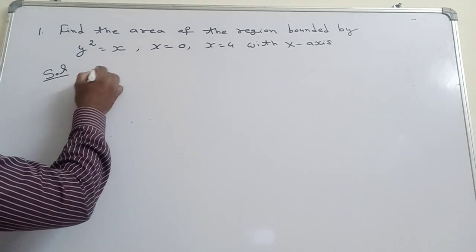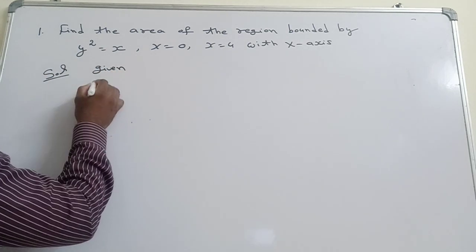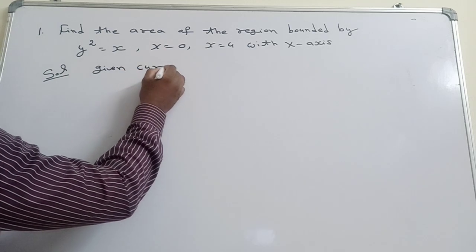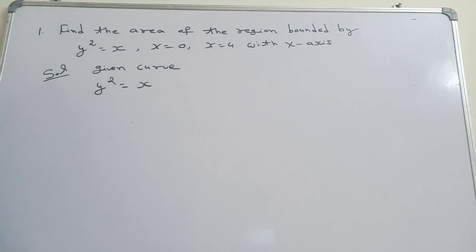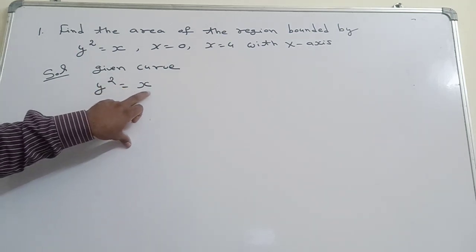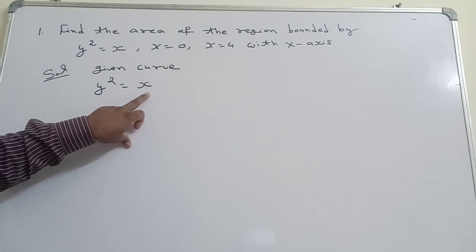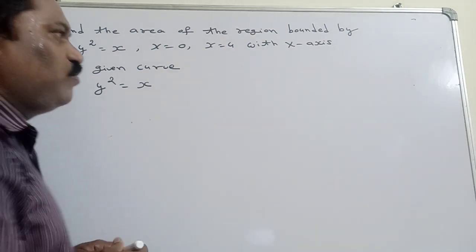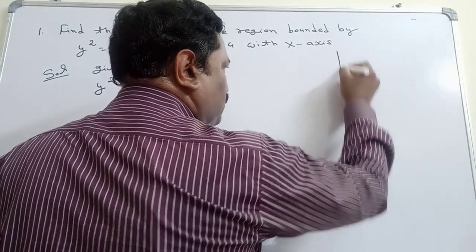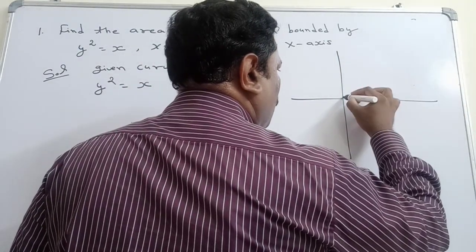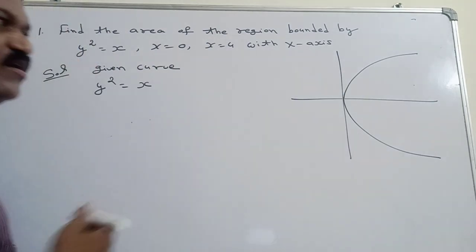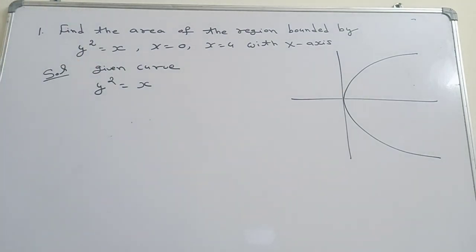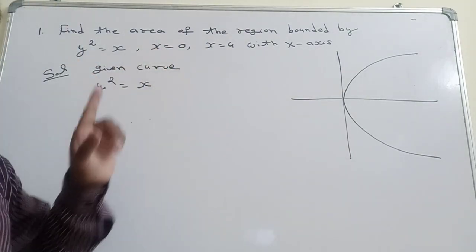The given curve is y square is equal to x. If you observe this curve, it is in the form of y square is equal to 4ax, which represents a right open parabola. The parabola will be like this. This is the parabola that is given, y square is equal to x, and it will be in this particular format.